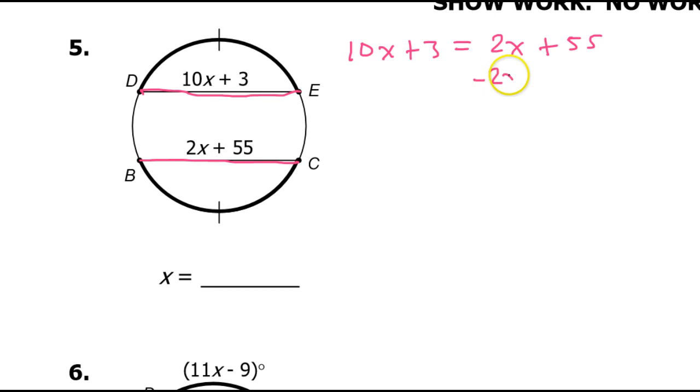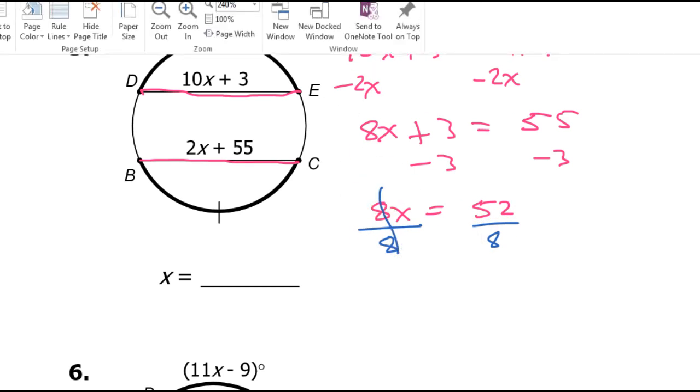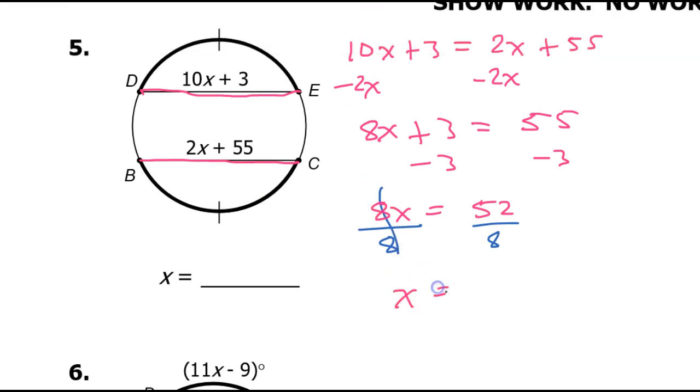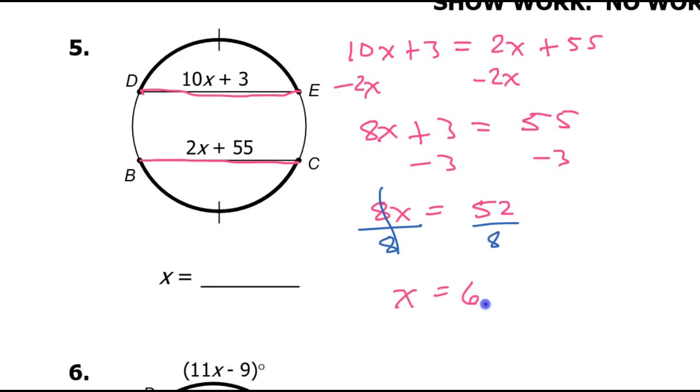And then we will subtract 2x from both sides, and that gives us 8x plus 3 is equal to 55. Subtracting 3 from both sides gives us 8x is equal to 52. Time to divide by 8. And we get 6.5.